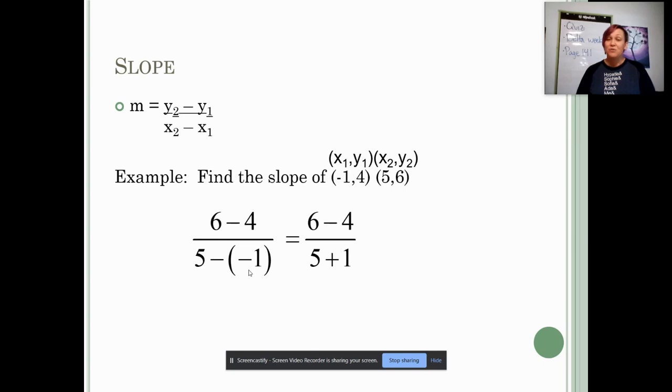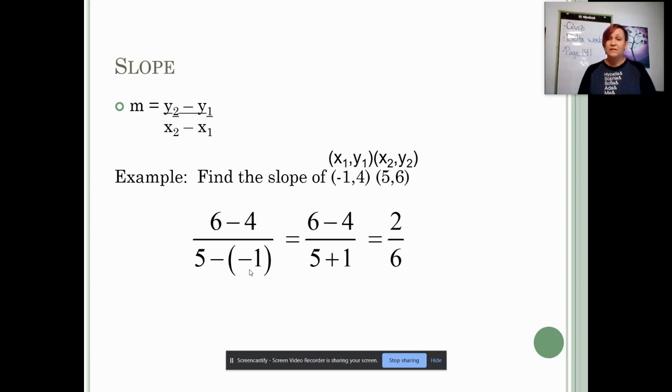And our next step will be to simplify the top and bottom. So 6 minus 4 is 2, and 5 plus 1 is 6. Before we box this as our final answer, we should simplify it. Anytime you can simplify your slope, you definitely want to simplify it. If it simplifies to a whole number, you can write it as a whole number, or you can write it as a number over 1. Having your slope written as a fraction is always helpful.